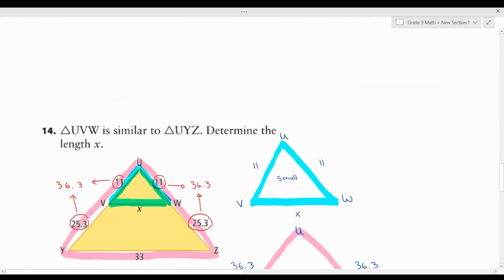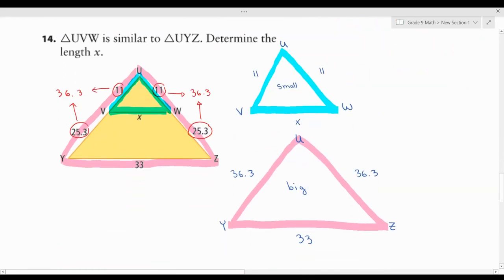Okay, question number 14, still tied to similar triangles. This is the picture that you're given. Mine looks a little busy. What I did is I imagined taking this small triangle and pulling it apart. This is the same thing, just rewritten.